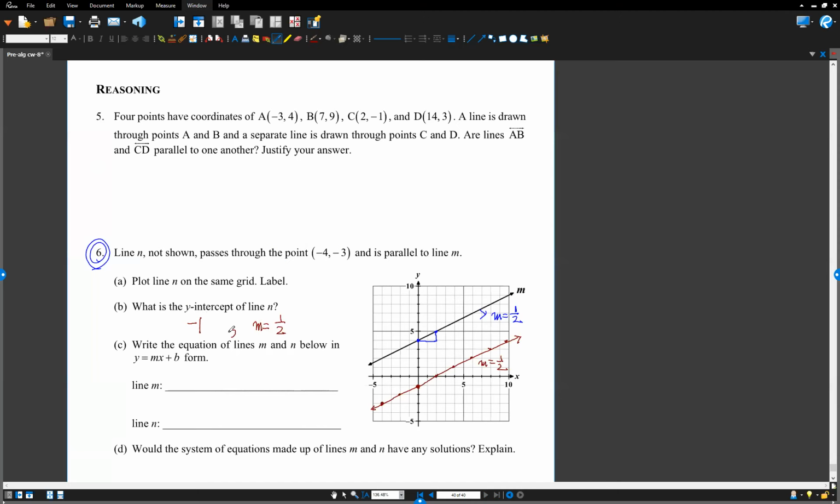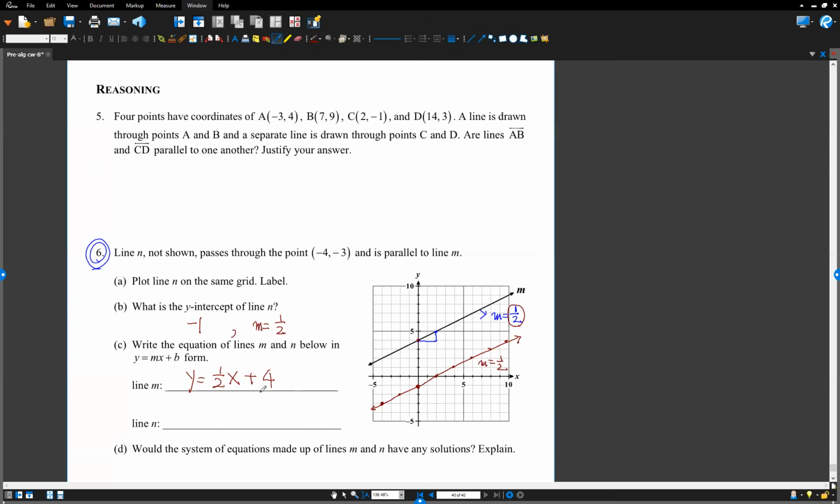Now find the equation of this line. Line M, from the graph you can find the slope. Line M is y equals 1/2x. Slope is 1/2. Y-intercept is 4, right? 1/2x plus 4 is the equation of line M.